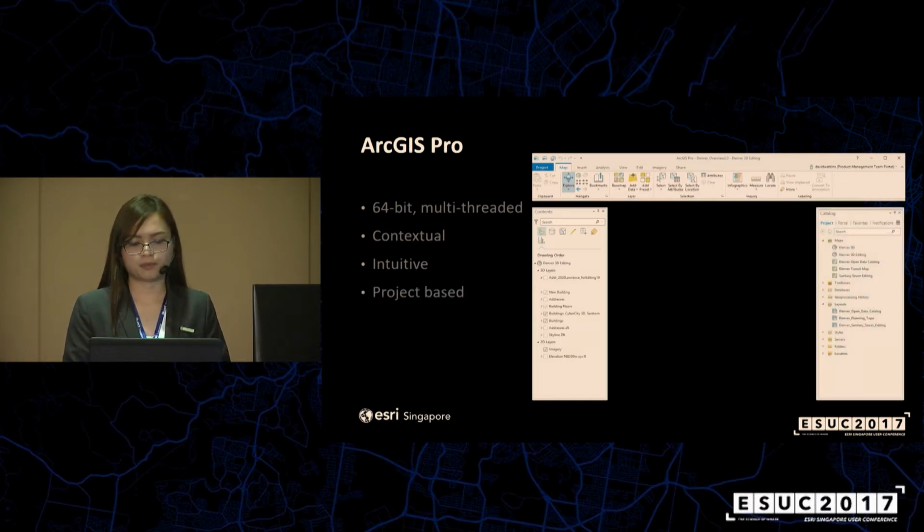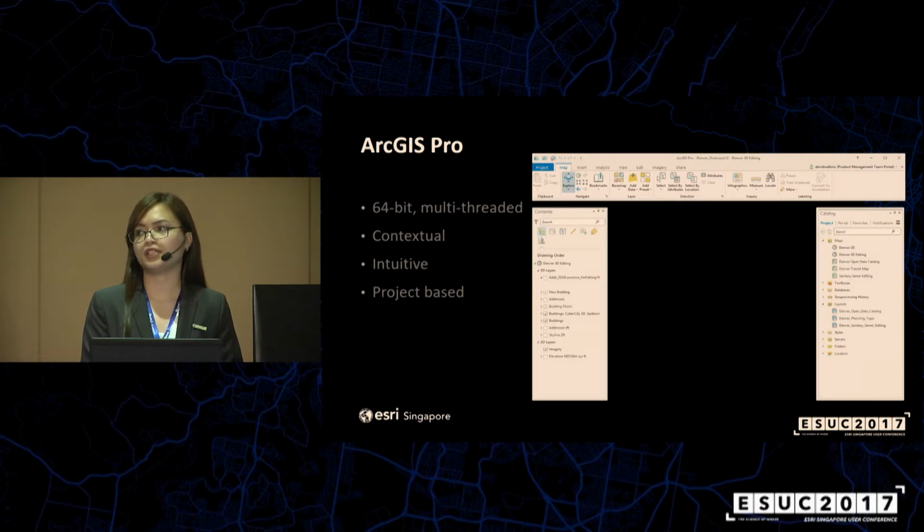Also, it has a project-based folder structure designed to contain maps, layouts, toolboxes, database connections, styles, and folder connections all in one project. And with ArcGIS Pro version 2.0, which is the current version, we are bringing you back the catalog pane, which is also there in ArcMap.